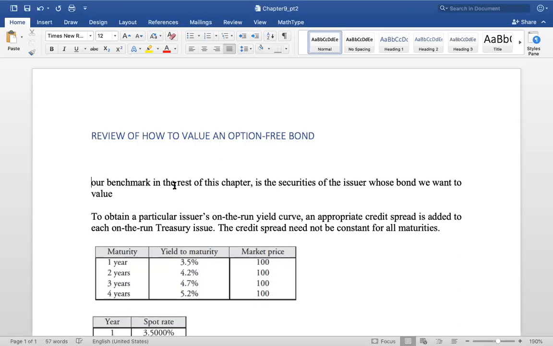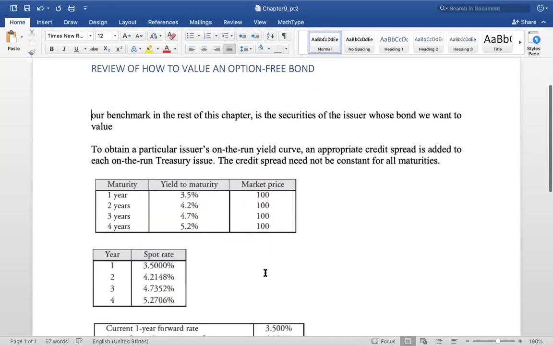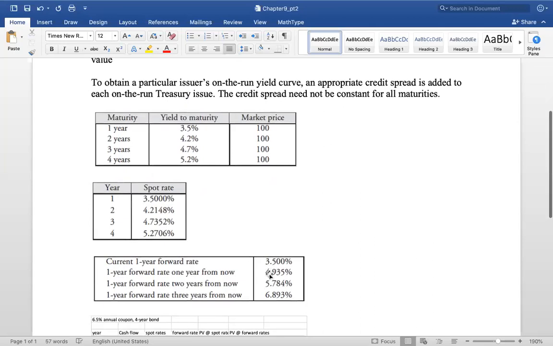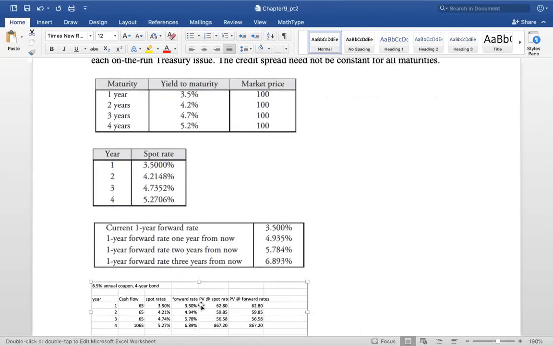You can see that this is the yield to maturity of on-the-run securities. This is the spot rate calculated from these, the same way we calculated in chapter number 5, and these are the forward rates. And if you want, I'm showing the valuation in this embedded Excel sheet in the Word file.